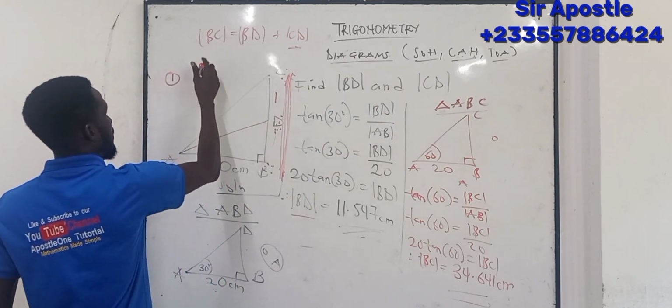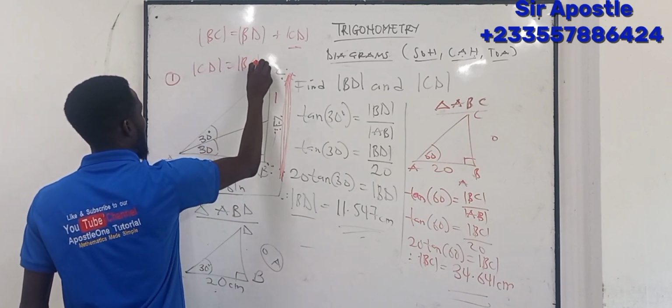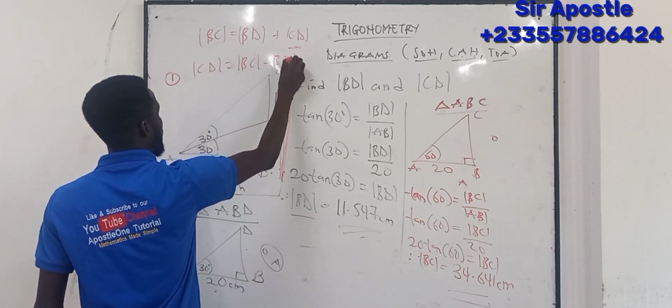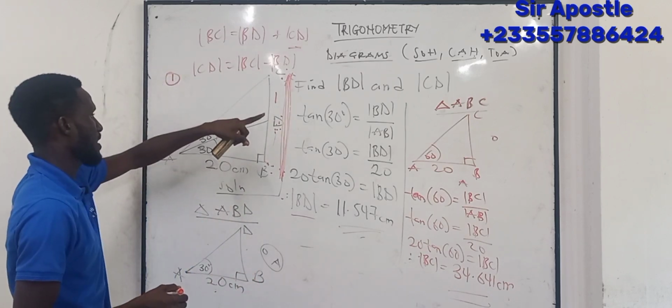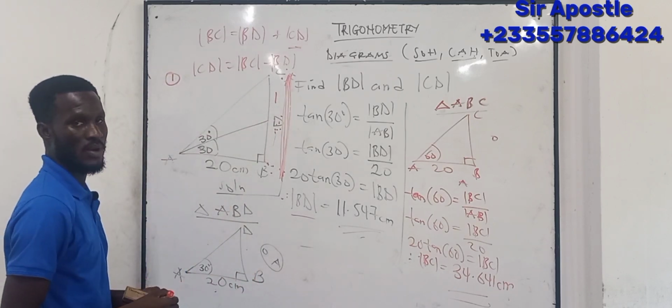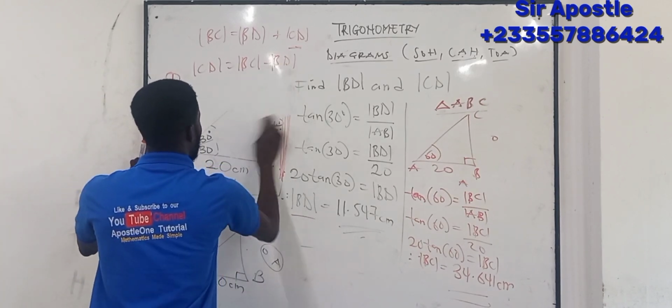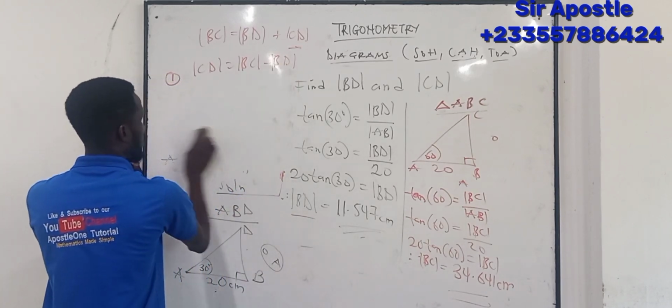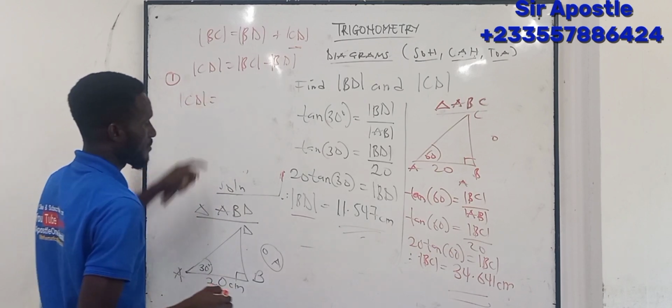So this one will go then to become the case. So we're going to get CD is equal to BC minus what? BD. Yeah, so we subtract the BD from the BC, the longer one. So let's substitute. Our CD will be equal to BC.